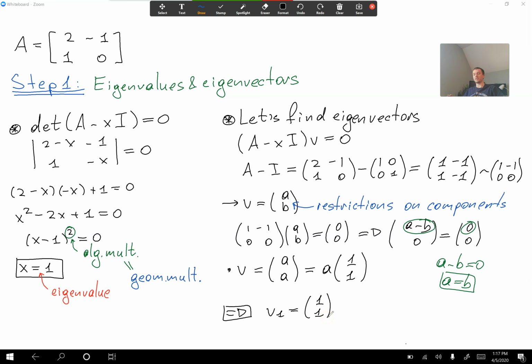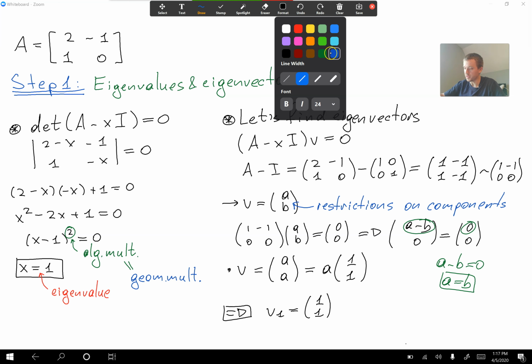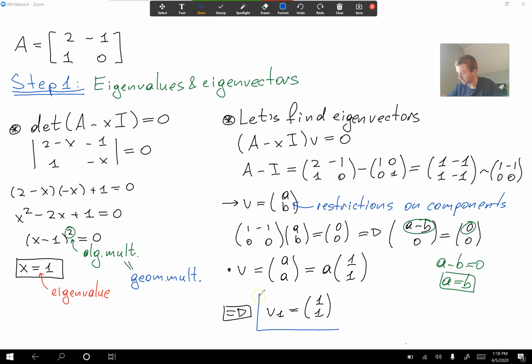I have another eigenvector. They're going to be just multiples of (1, 1). And you can check that if you, for example, take (2, 2) and multiply matrix A by this column vector (2, 2), you will get the same vector (2, 2) times the constant 1. Okay. So right now we have a problem that this matrix is not diagonalizable. Why? Because we have only one eigenvector.